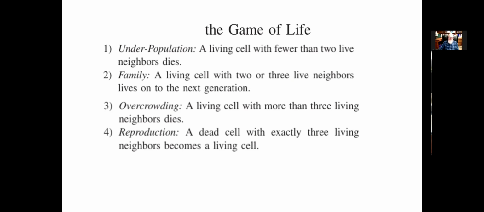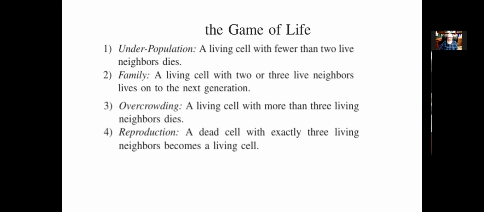So you have to have at least two live neighbors in order to keep on living. Number two, a living cell with two or three live neighbors lives on to the next generation. So if you have two or three live neighbors, you have a family and you live on. Then there's overcrowding. A living cell with more than three living neighbors dies.